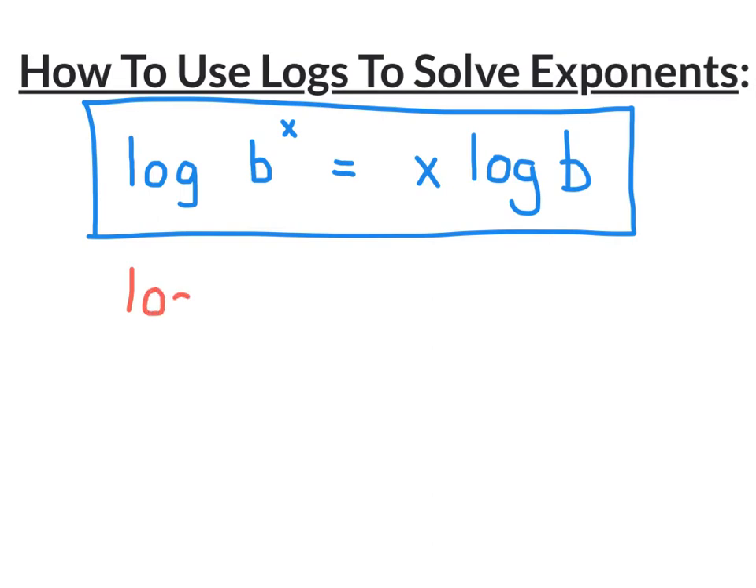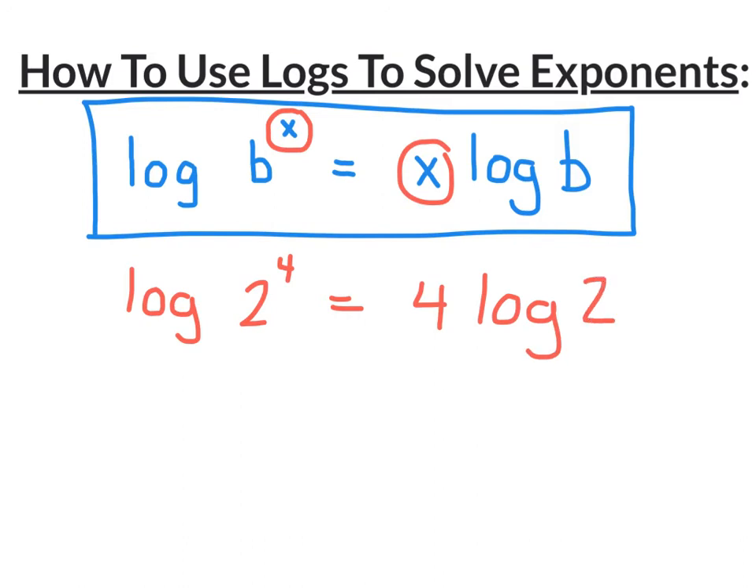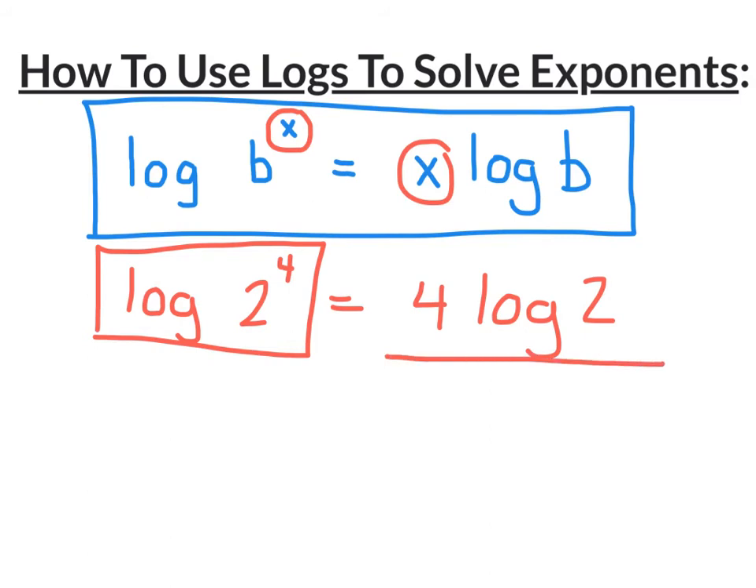Like if I were to do log of 2 to the power of 4, for instance, we know that 2 to the power of 4 is 2 times 2 times 2 times 2. We know that that's 16. So if I took log of 16, it should be the exact same as doing, remember, this rule here says that you write the 4 out in front and then log of the base 2. So if you do log of 16, it's the same number as 4 times log 2.